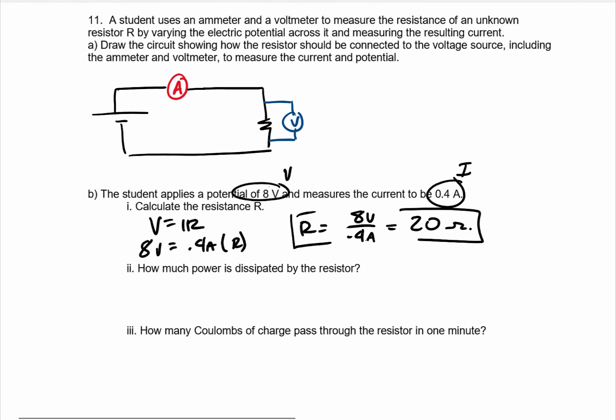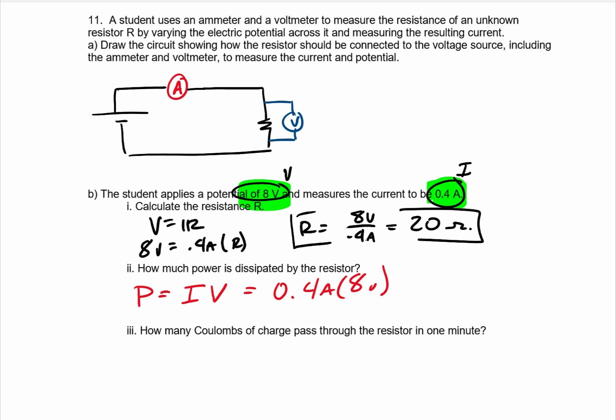How much power is dissipated by the resistor? So we have the voltage, we have the current, and we want the power. Well, we know power is equal to current times voltage. So we have all those numbers. It's 0.4 amps times 8 volts. And so my power comes out to be 3.2 watts.